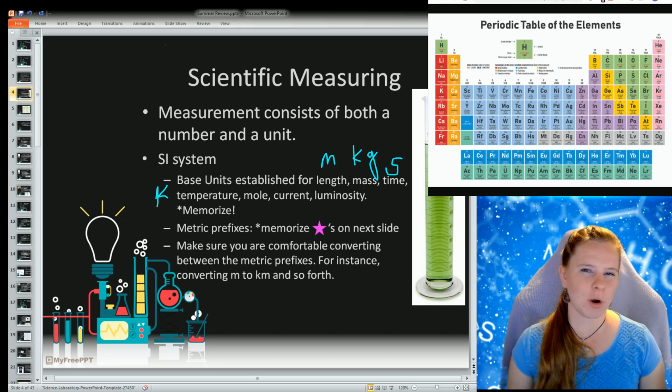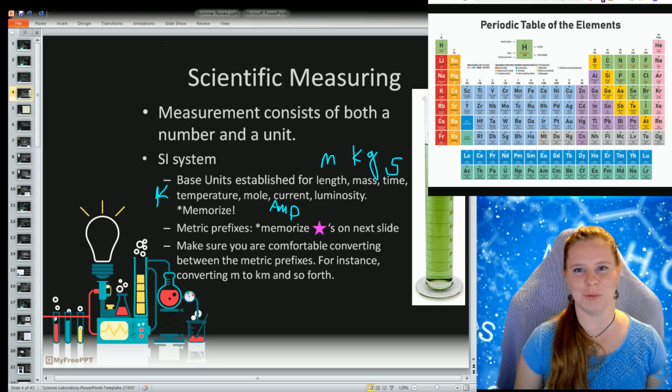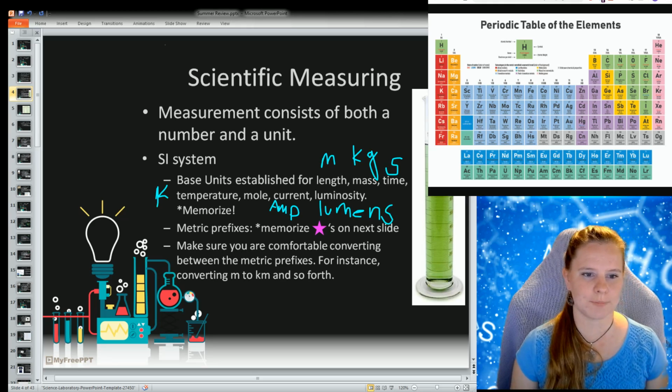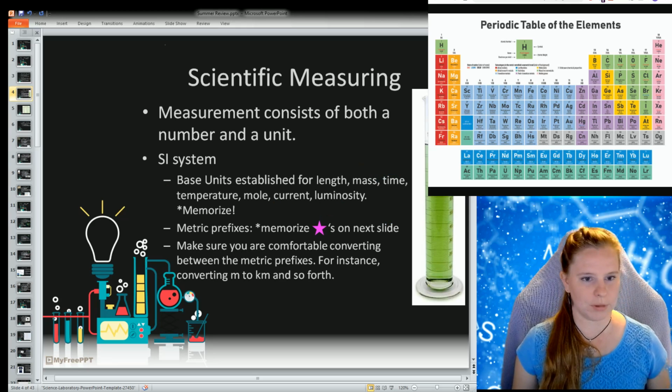Current. This one we don't work with as much, a little bit in electrochemistry, but current is actually measured in amperes. And then luminosity, that might be kind of a funny one. That's intensity of light, and that is measured in a unit called lumens. Again, this is not one that we really use a lot in this class. Use it a little bit more in physics. Okay, but you should know those and be comfortable converting.